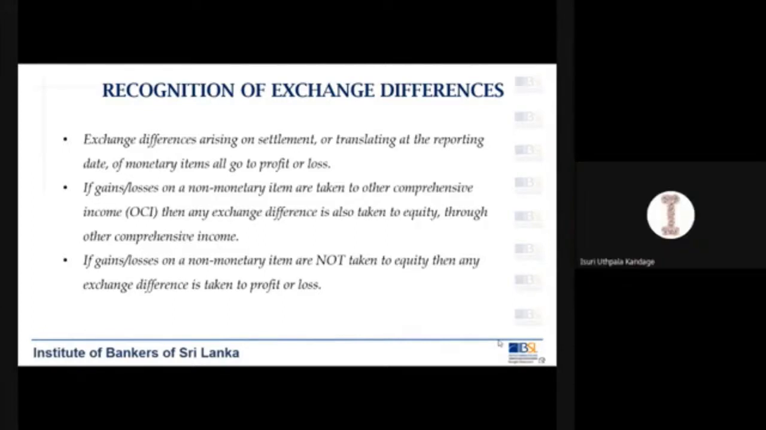If gains or losses. Sir, excuse me. Yeah. Please re-explain the second point.